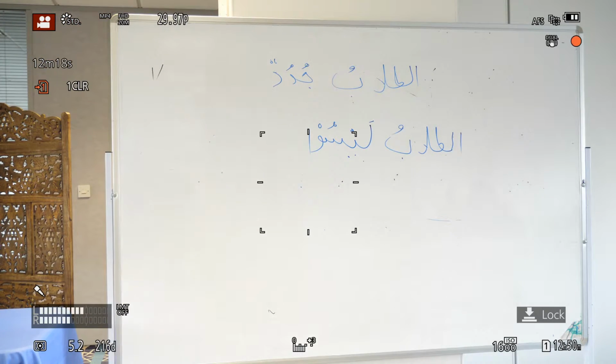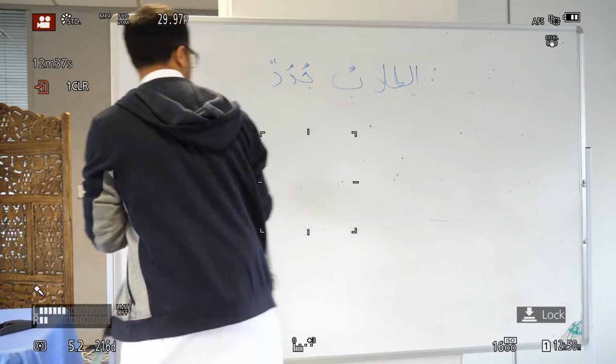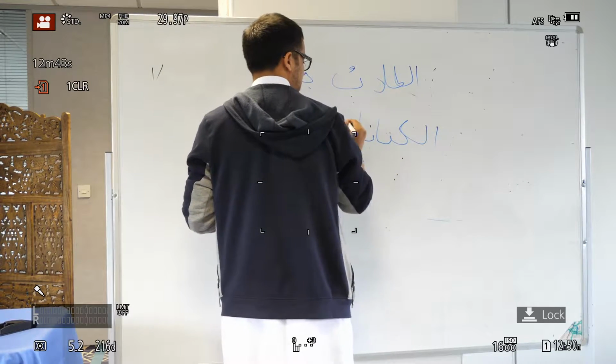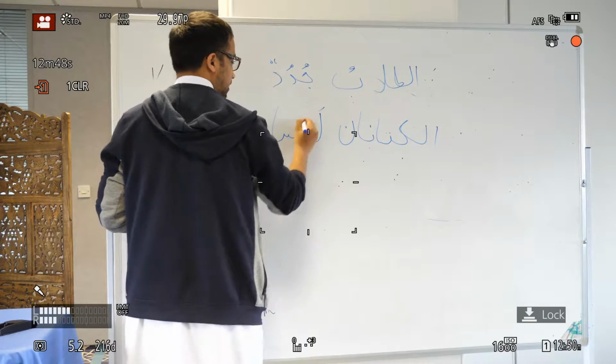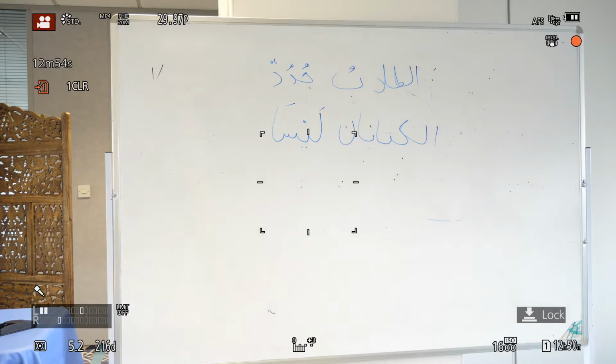Now if I say to you the word al-kitabu, so if I want to say the book isn't new, what would you say? Begin with al-kitab. Al-kitabu laysa jududan or bijududin. If I say al-kitabani, I want to say the 2 books are not new. How would you say that? Al-kitabani laysa, now what would you say? Not new.